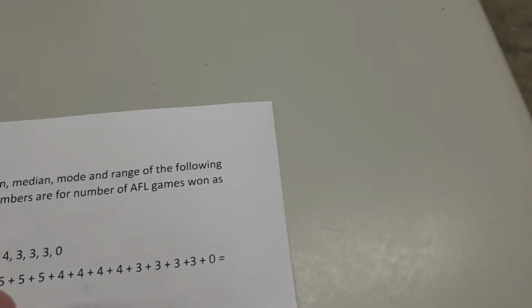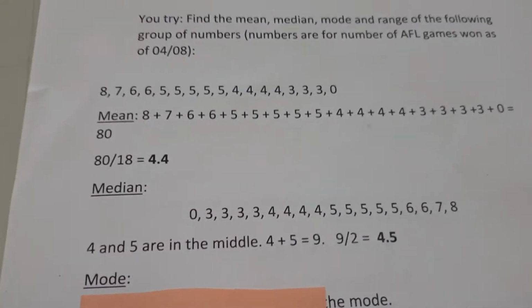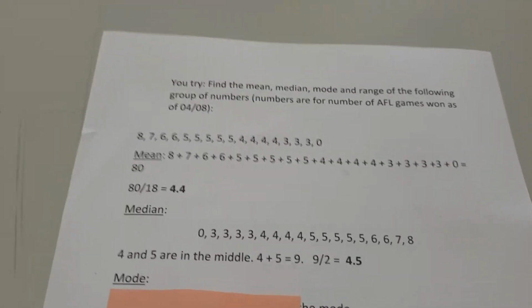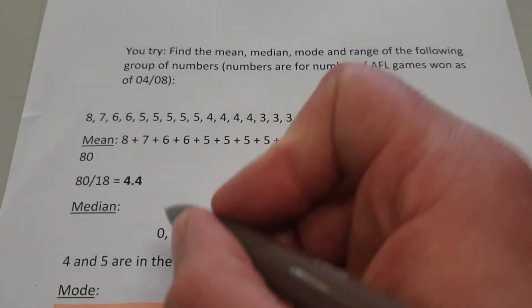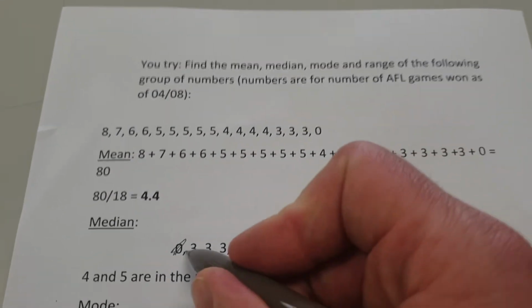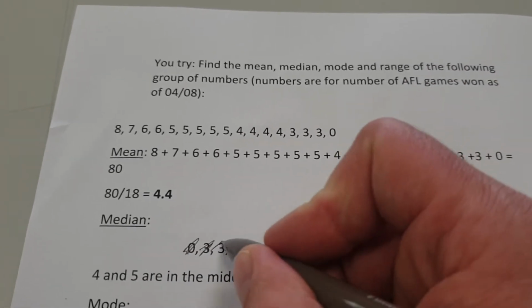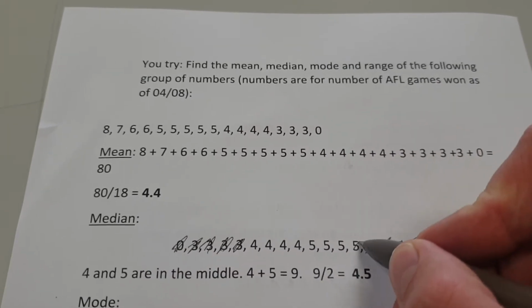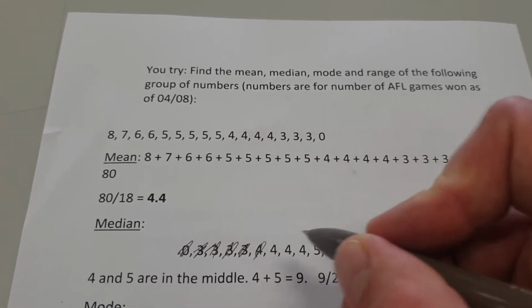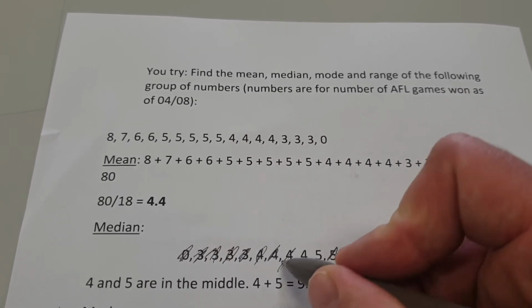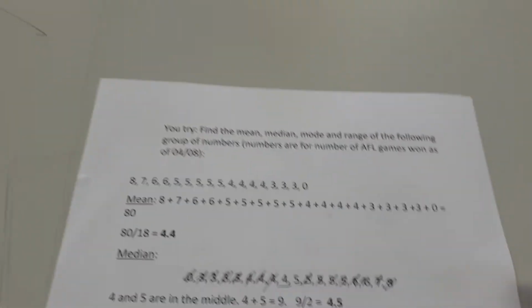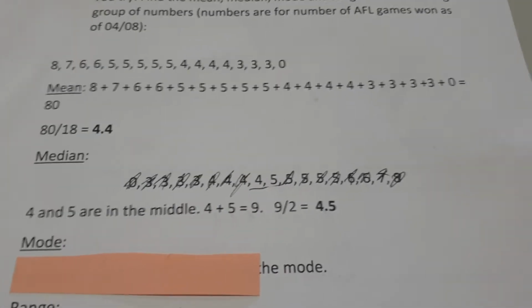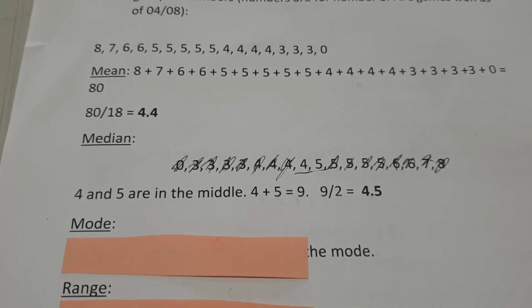For the median, I've arranged them in order. And you'll find here, because it's an even number, that 4 and 5 are in the middle. I'll quickly show you that if I take away 1 from the beginning and the end each time. So 4 and 5 are in the middle. Again, if I calculate that, 4 plus 5 is 9, divided by 2 gives me 4.5.